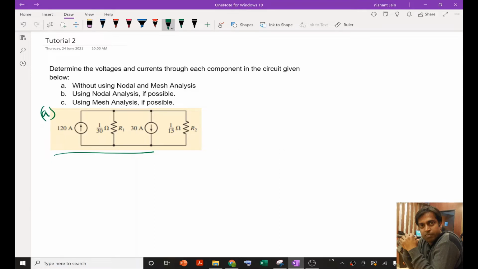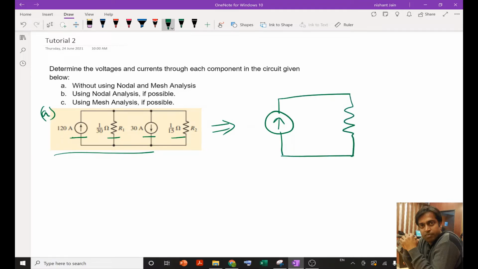As you can see, in this particular circuit there are two current sources and two resistors. So I can redraw this circuit as if it contains a single current source and a single resistor. It will be R equivalent and this will be our I equivalent. The combination of these two current sources, 120 ampere and 30 ampere. Since 120 ampere is going upward, let me put it as I1 and I2. So our I equivalent will be equal to I1 minus I2.